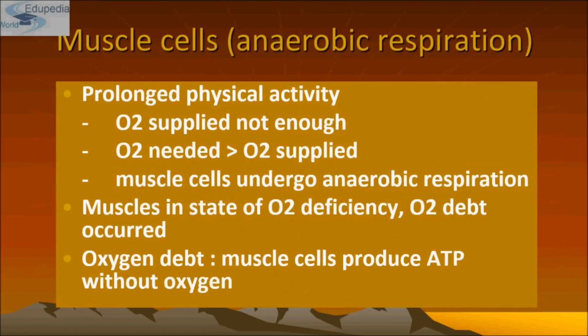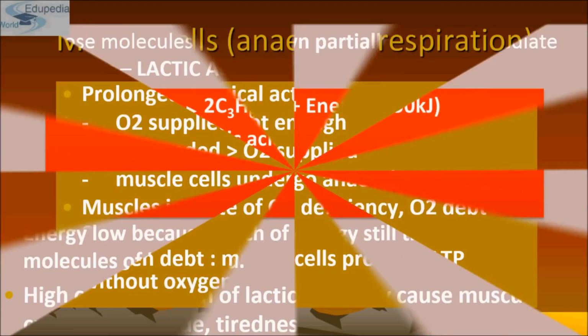Muscle cells, we very well know, involve anaerobic respiration. In prolonged physical activity, or you can say exercise, the O2 supplied is not enough; in other words, the oxygen needed in prolonged physical activity is more than the oxygen supplied. So the muscle cells undergo anaerobic respiration. Muscles in a state of O2 deficiency, or oxygen debt, occurs. What is oxygen debt? Oxygen debt is a state in which muscle cells produce ATP without involving oxygen.